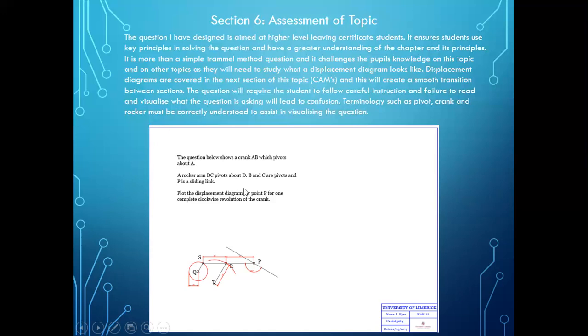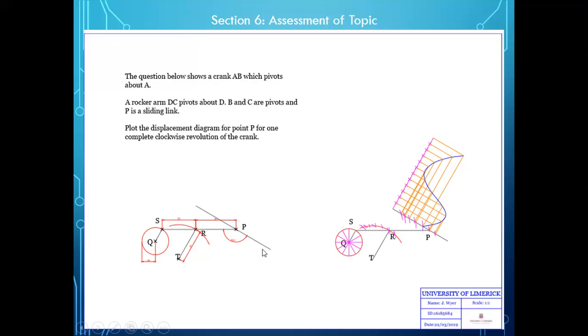It's slightly difficult, but the peers must understand what a pivot is, what a rocker arm does, and the sliding link. So here's my question. This would be given to the students and they would draw it out, and then the solution is here, and this will be drafted.